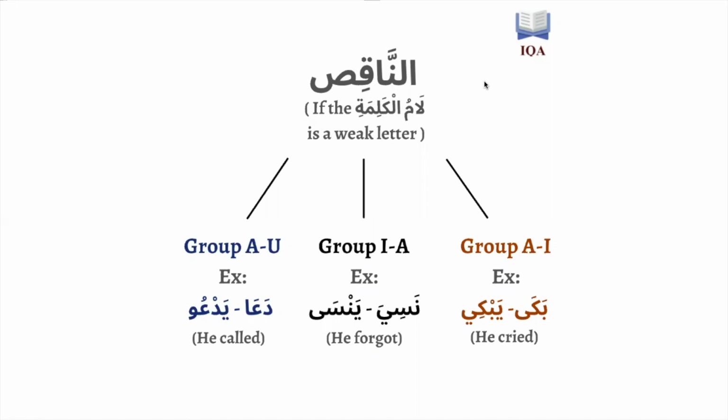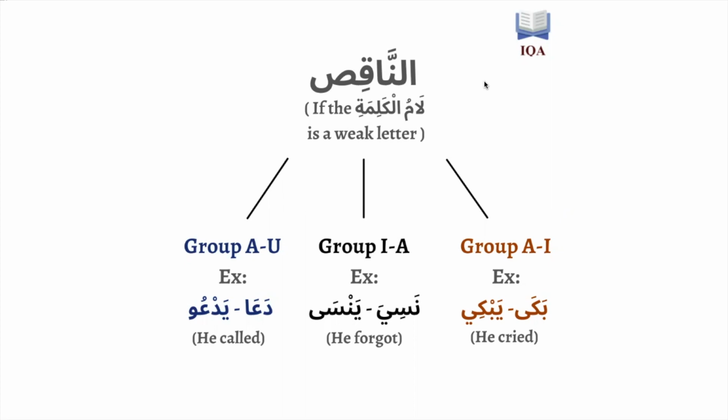Alhamdulillah, in this lesson, we're going to speak about the verb that is naqis. A verb is going to be called naqis if the lam kalima is a weak letter. In sarf, in morphology, not in grammar, a verb is going to be called naqis if the lam kalima is a weak letter. Now, naqis comes from the word naqsun. Naqsun means decrease.